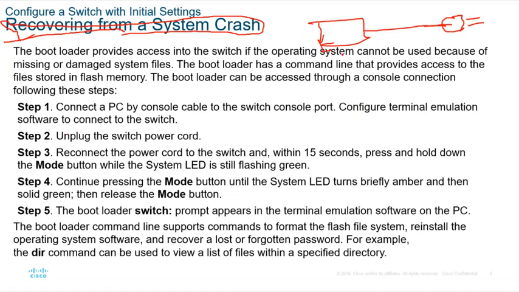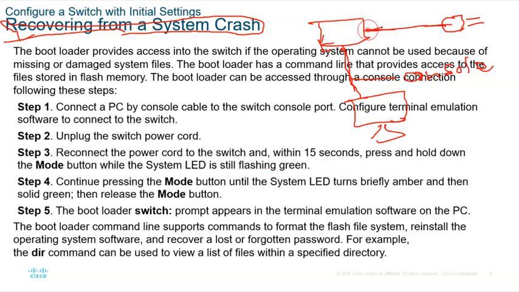So this is our switch. Make sure that it is connected to the PC. And this cable here should be a console cable. Then unplug the switch power cord. Make sure that you unplug this, and then immediately reconnect the power cord to the switch, and within 15 seconds, press and hold the mode button while the system LED is still flashing green.